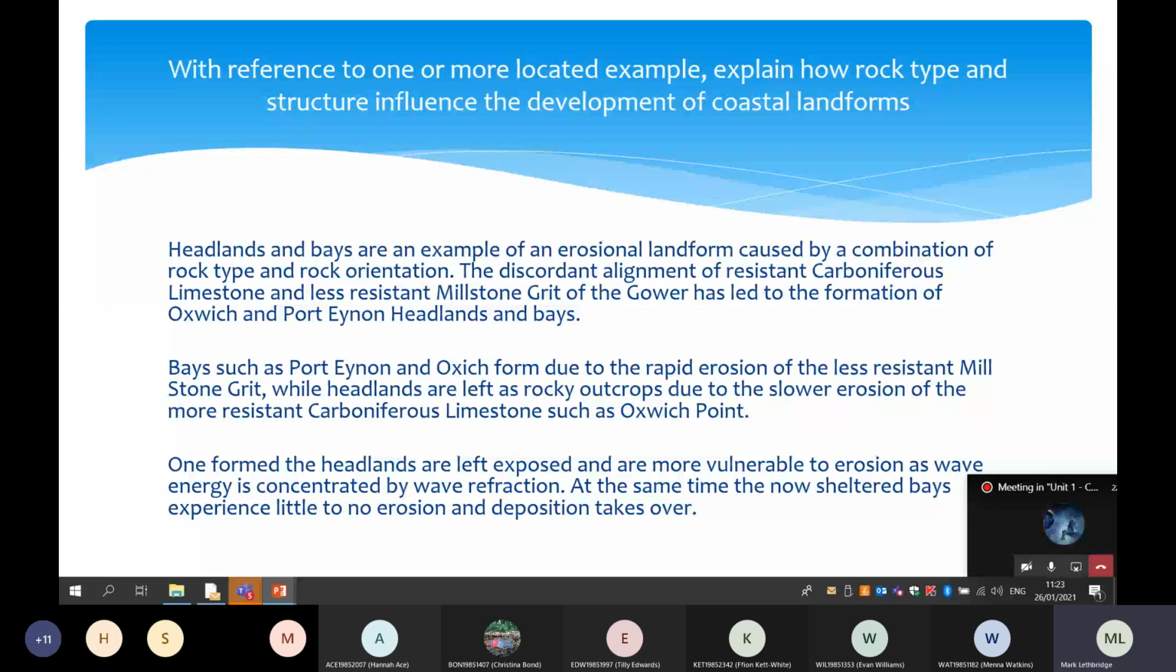And then, to be honest, the last two are generally just point 3 and 4. Headlands are then more vulnerable to erosion because of wave refraction, and the bays are now more sheltered, so experience little to no erosion, and if anything, actually deposition will start taking over. So it's relatively simple to kind of get these explanations up to the level that we need them.